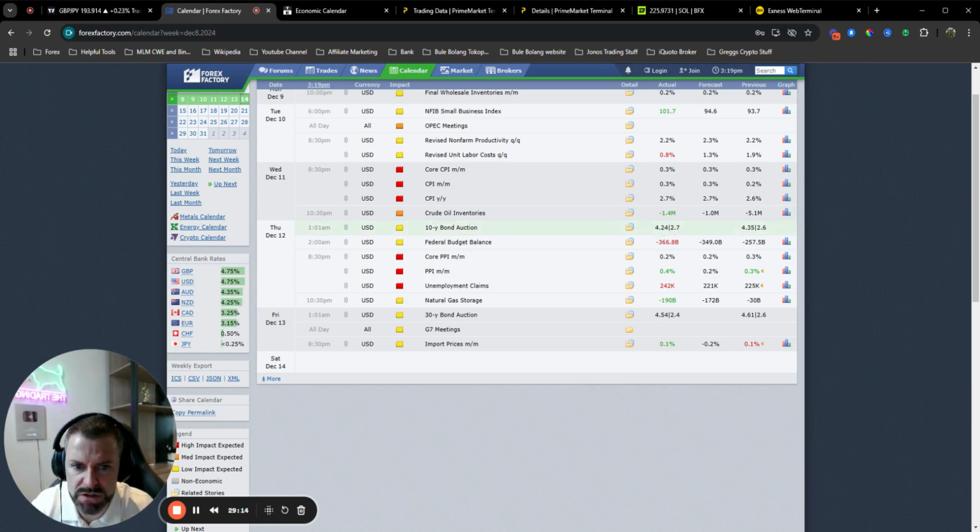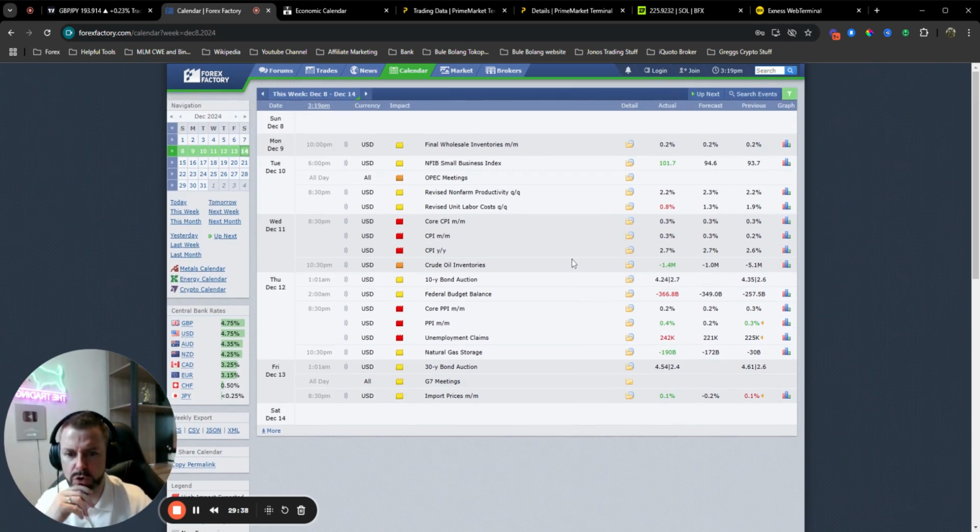10-year bond auction, bearish, bearish, bearish, bullish, bearish. Very mixed data here. Yeah. Import prices. Very mixed data. However, the USD as a whole is a powerhouse.